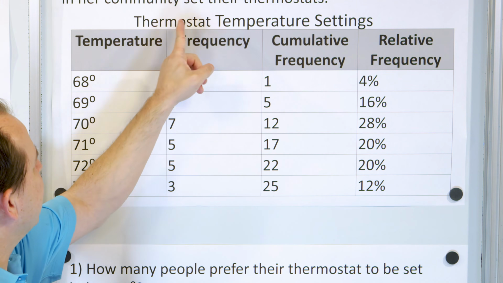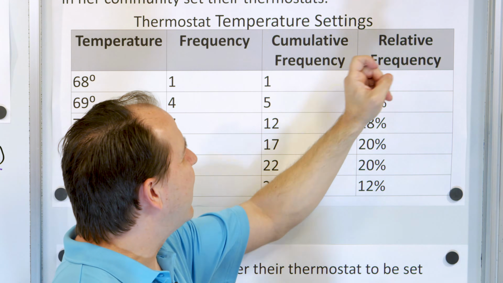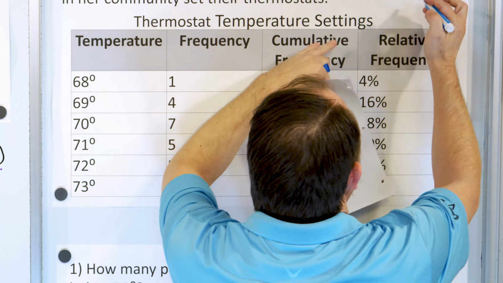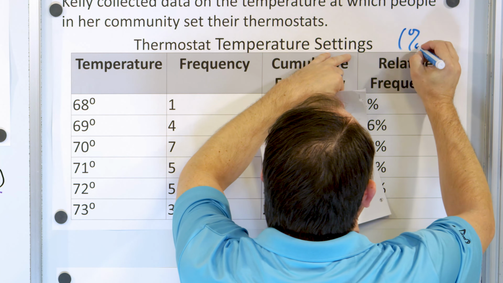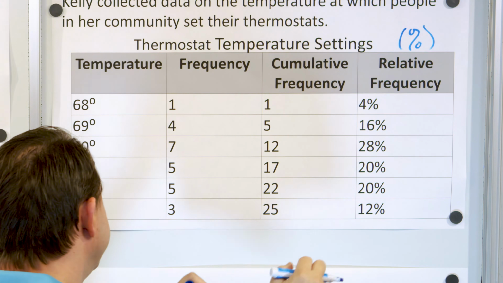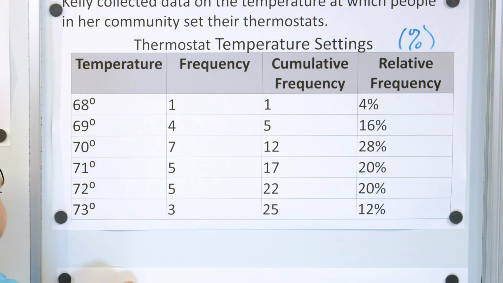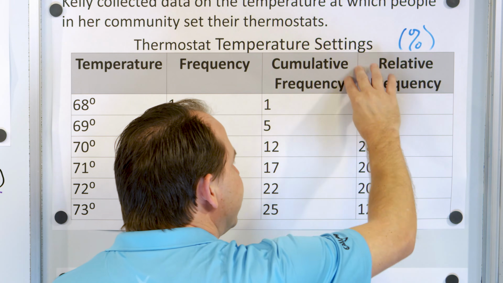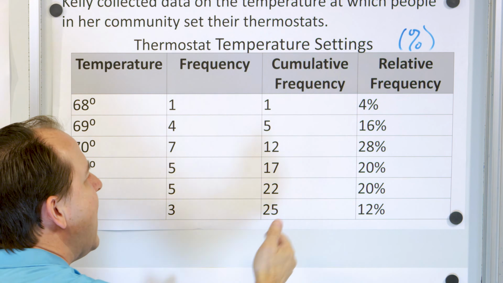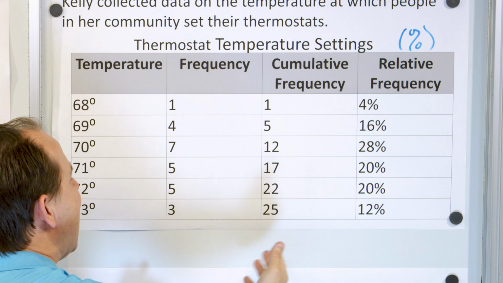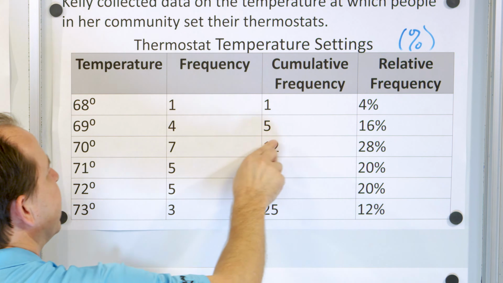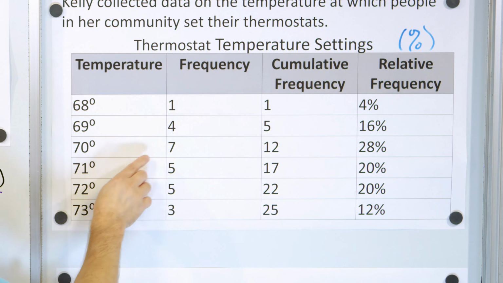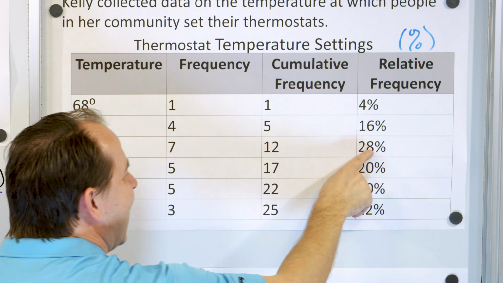Here it is. Temperature, frequency, cumulative frequency, relative frequency. And I'm going to remind you that this relative frequency is a percentage, which you can see because of all the percent symbols there. I want you to notice that the reason it's called relative is because it's telling you compared to the whole, how popular was the answer? How many respondents did we get? We had 28% of the people choose 70 degrees, which is the majority answer, so it is the highest percentage.